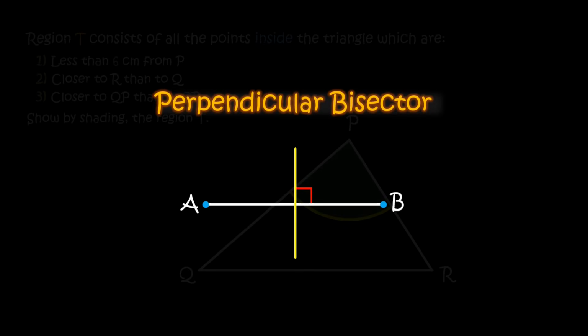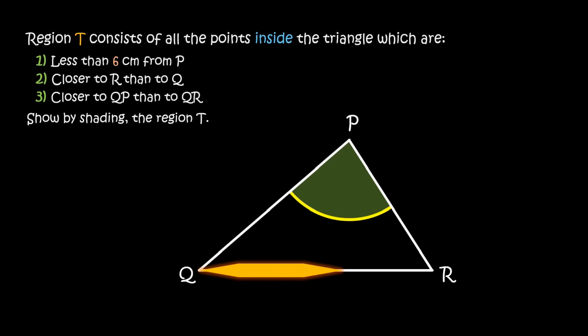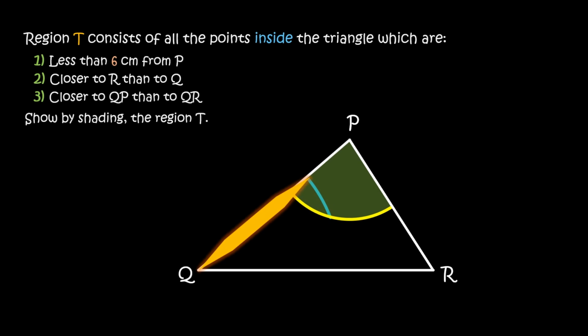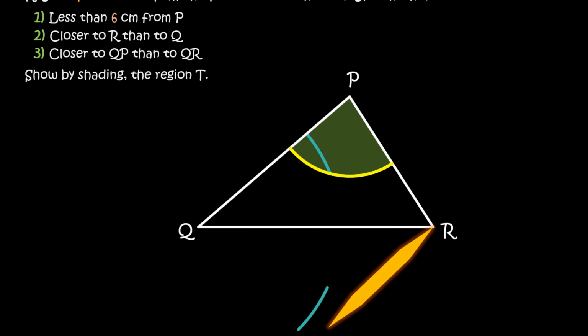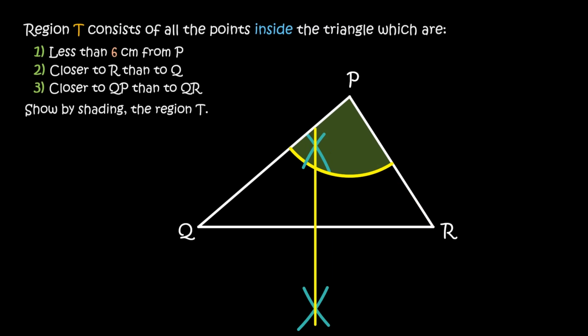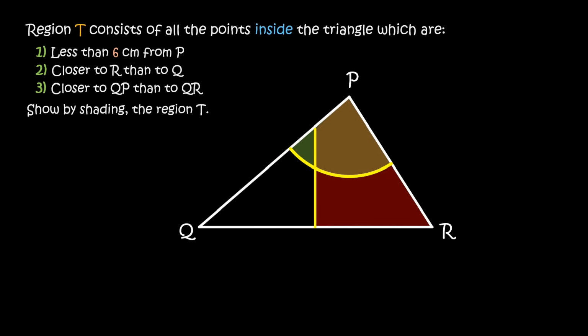We learned that this is done using the perpendicular bisector. Place the compass needle on Q and extend it to about 2/3 of QR. Then draw 2 arcs above and below the line like this. Do the same with point R. It should look something like this. Secondly, the question says that the points are closer to R than to Q, so we'll shade the region on the right of the bisector.